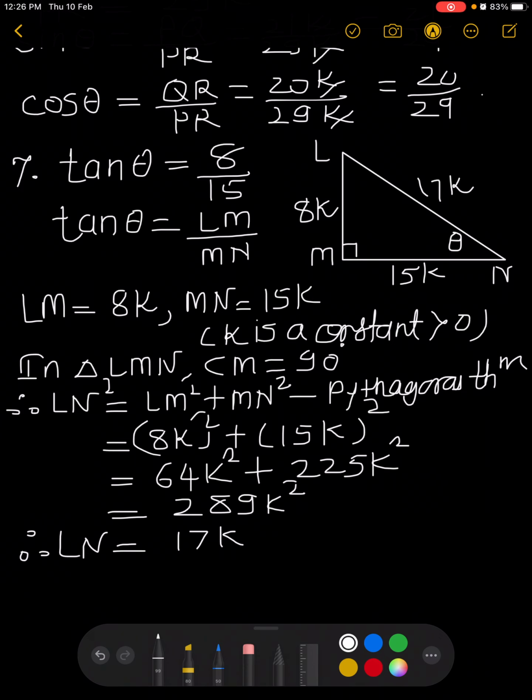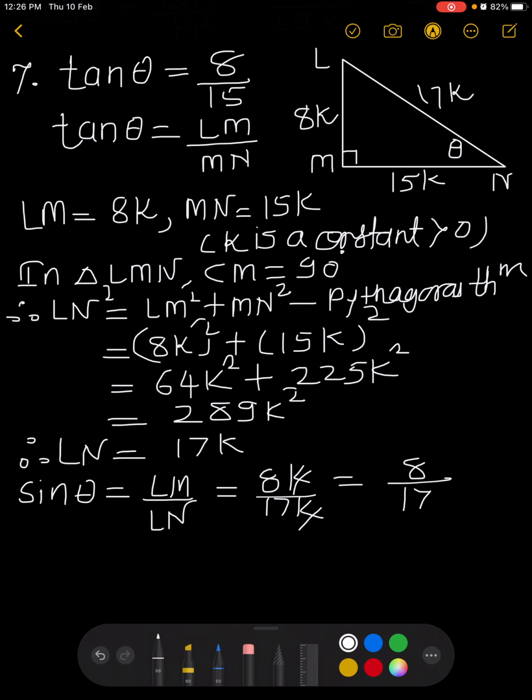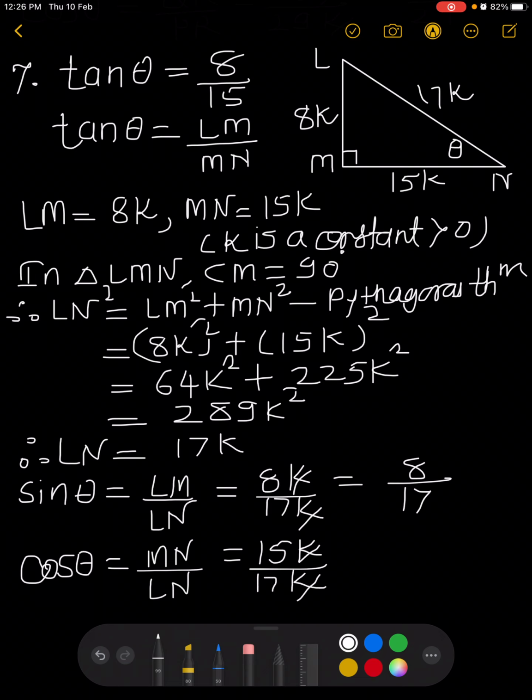LN is 17k. Now we are going to write sin theta, the ratio of the opposite side LM and hypotenuse LN. 8k upon 17k. K cancels, it becomes 8 upon 17. Let us get cos theta, the ratio of the adjacent side MN and hypotenuse LN. 15k and 17k, 15 upon 17.